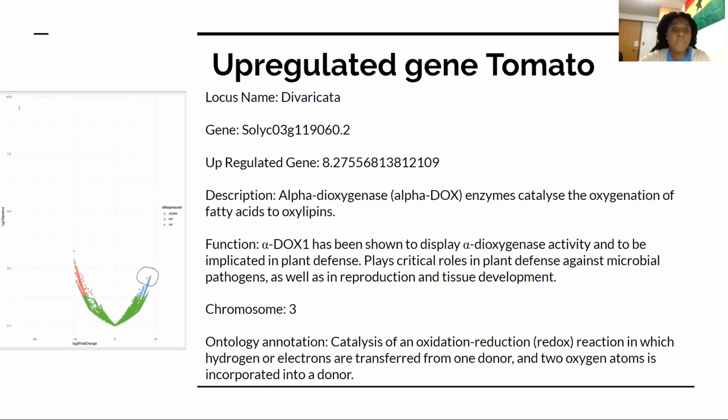When looking at the upregulated gene, this plays a critical role in the plant defense against microbial pathogens as well as in reproduction and tissue development.